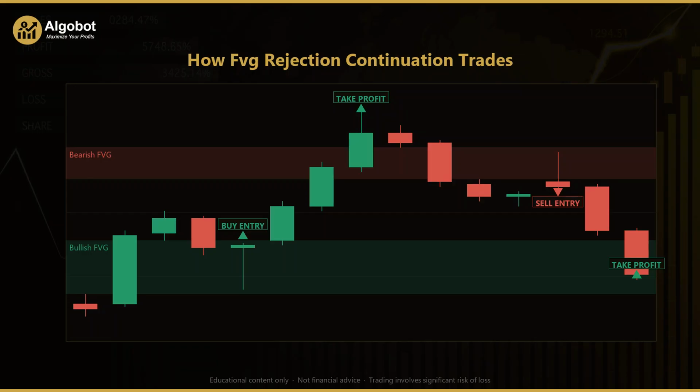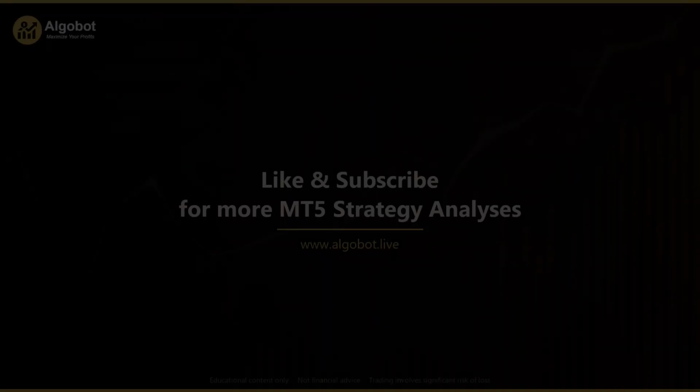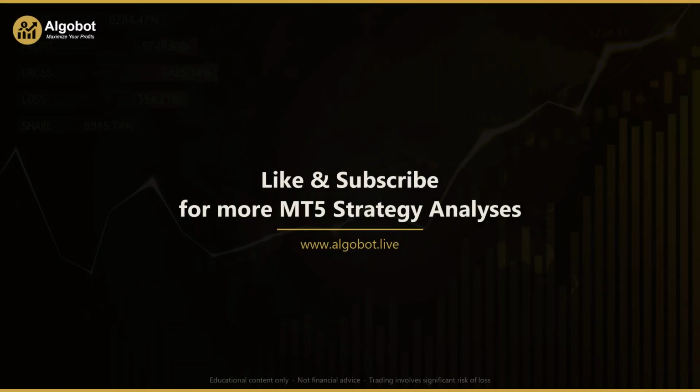This sequence is for educational purposes only. And that wraps up our breakdown of the FVG Rejection Continuation Expert Advisor. We covered how it detects a 3-candle fair value gap, how it filters for strong displacement and freshness, how it waits for a true rejection wick before entering, and how it builds its structure-based stop-loss and reward-to-risk take-profit.